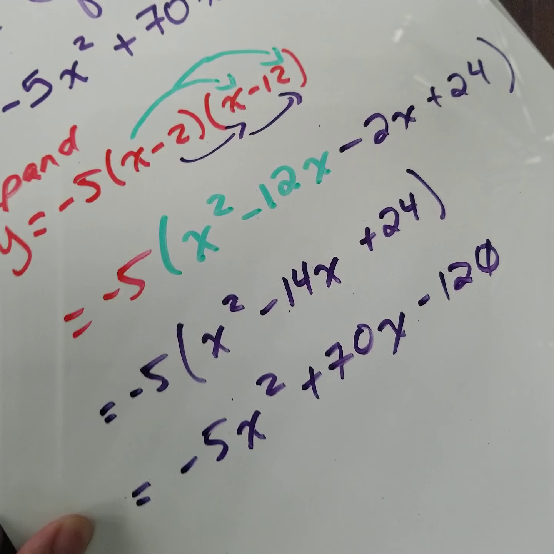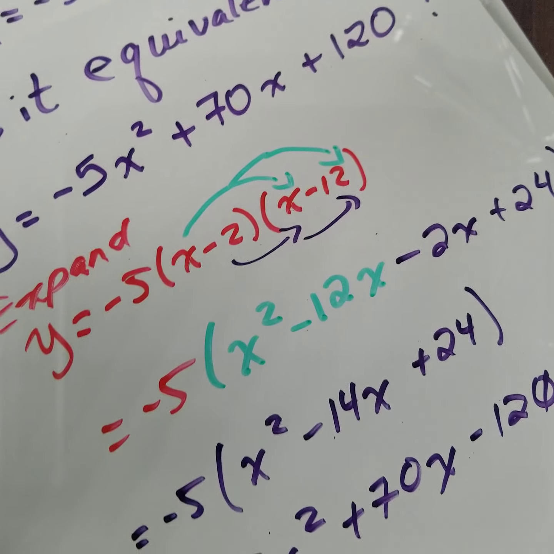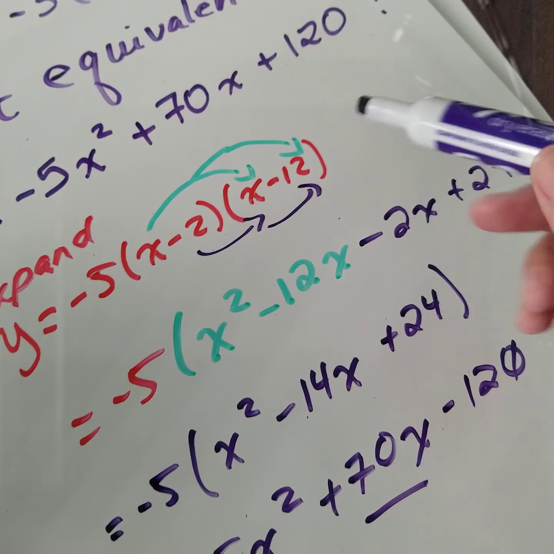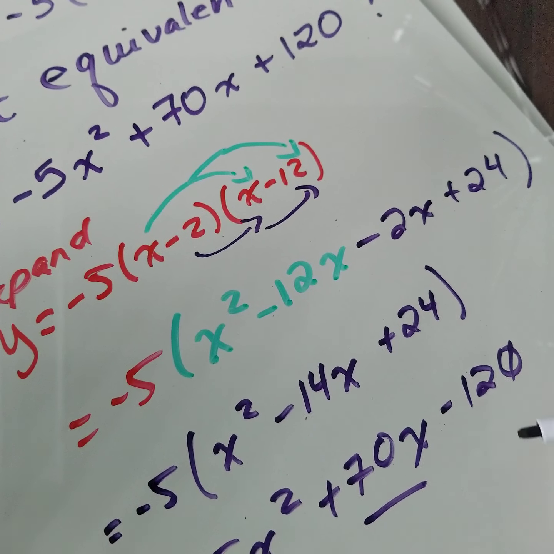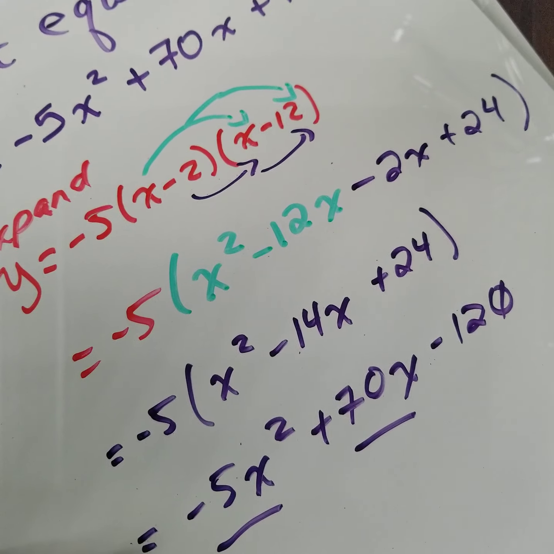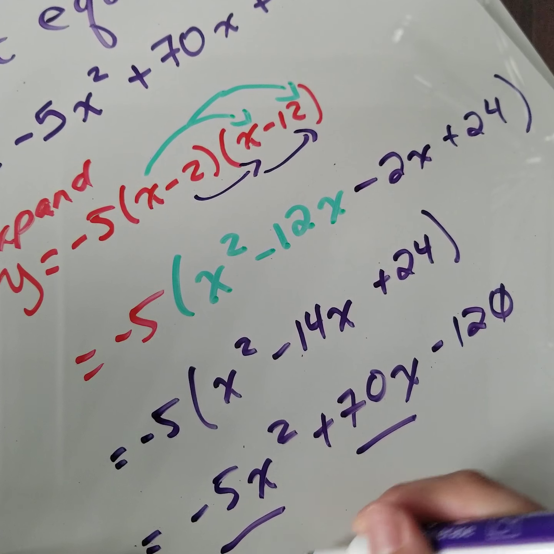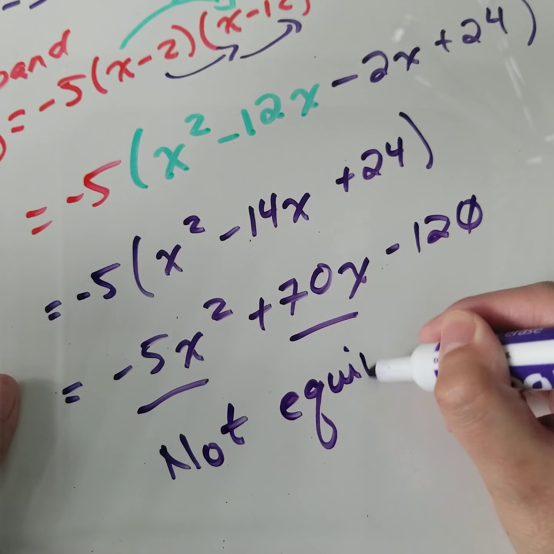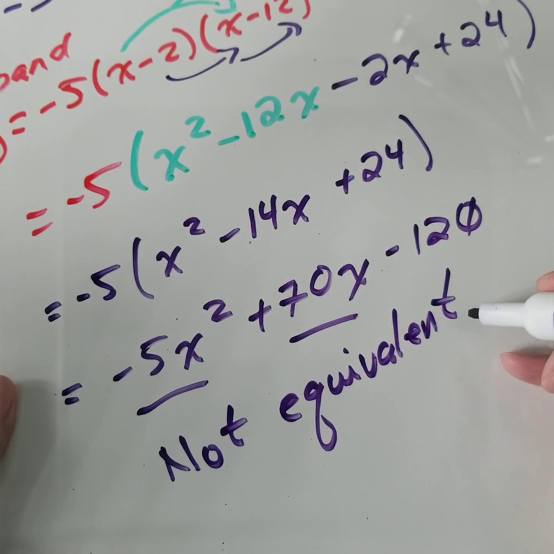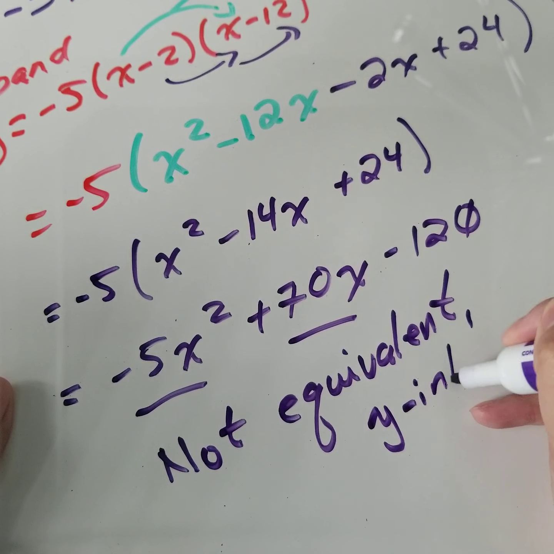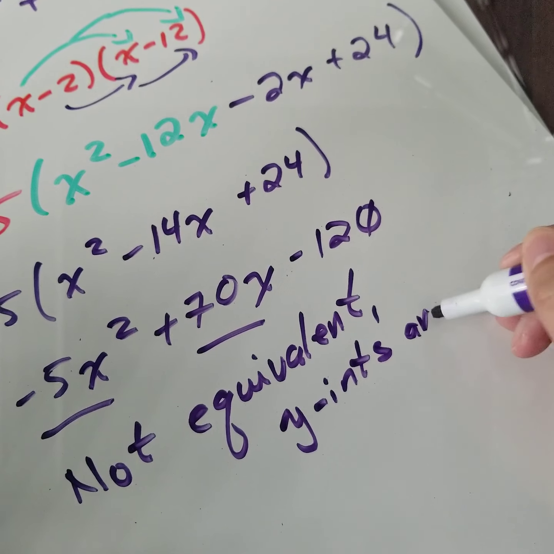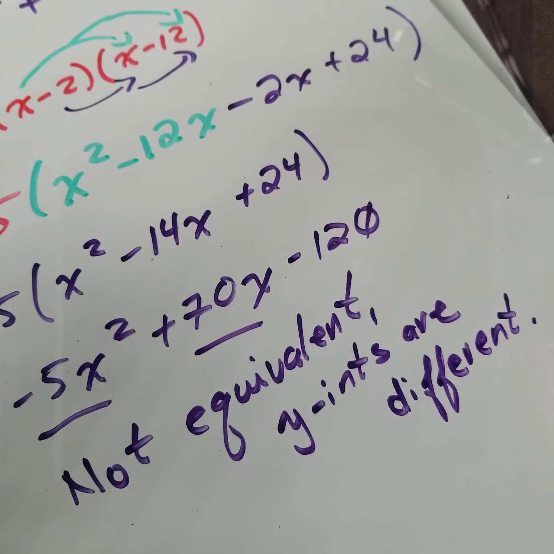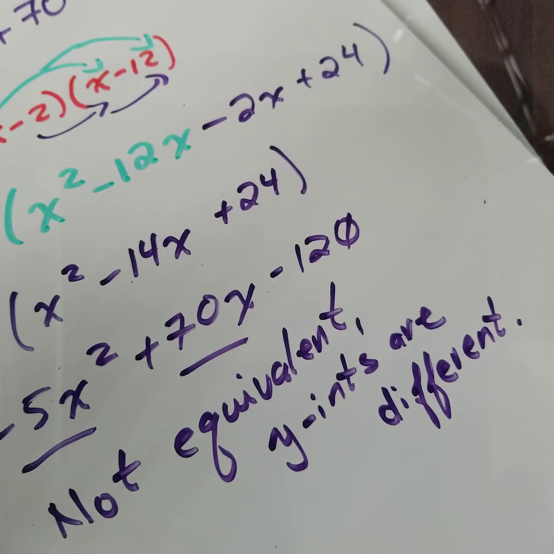Okay. So I can see, is it equivalent to our original here? The first two terms check out. It's this last term: this is positive 120 for the y-intercept, and this one would be negative 120. So we would say not equivalent. And we would write y-intercepts are different. You can plot it on Desmos to check our algebra and see.